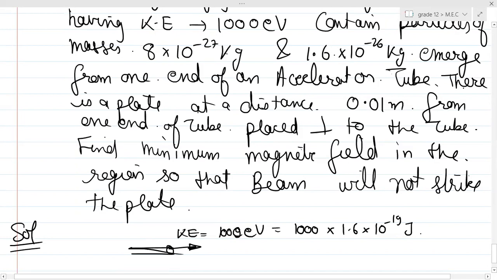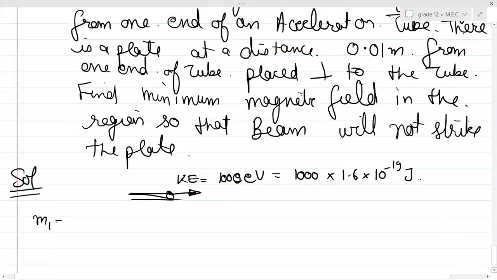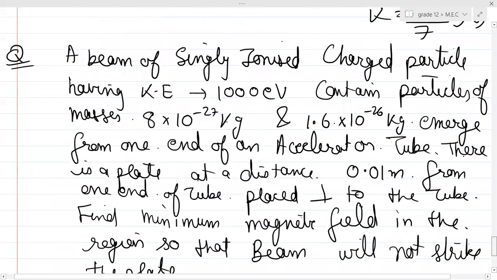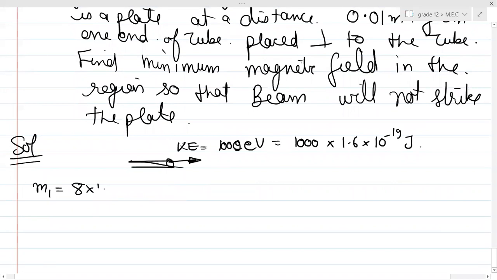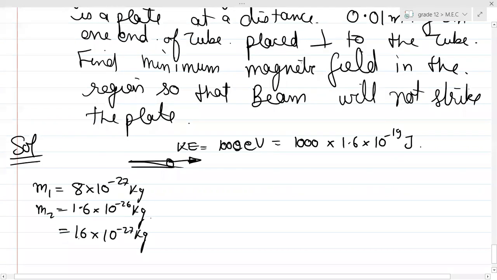Now this beam is having how many particles? There are two different particles of two different masses. M1 is 8 into 10 to the power minus 27 kg. And M2 is 1.6 into 10 to the power minus 26 kg. First of all, whenever it is given like this, try to make them the same units for easier comparison. So can you see now 8 and 16? Which one is heavier? Guys, which one is heavier? M2 is greater than M1.